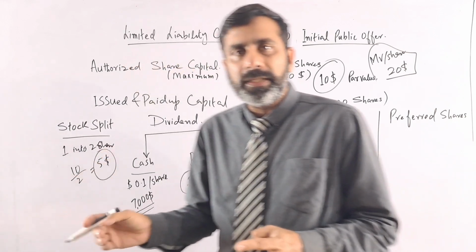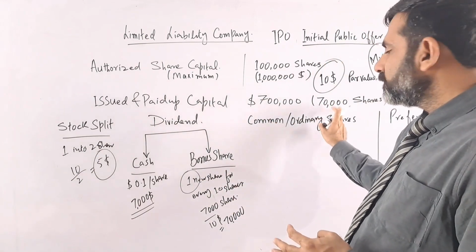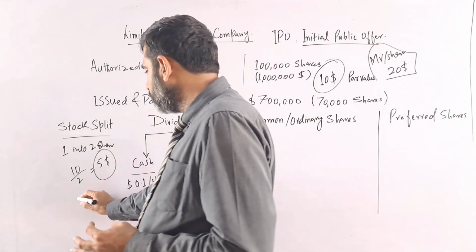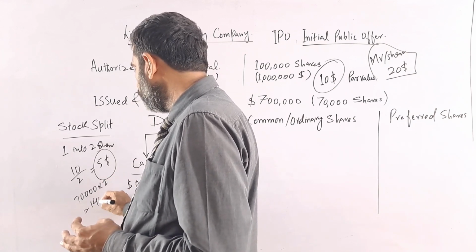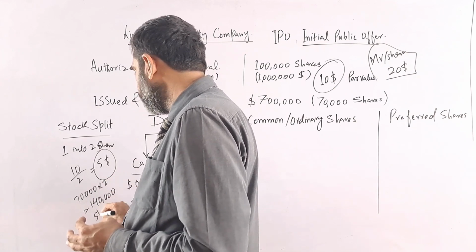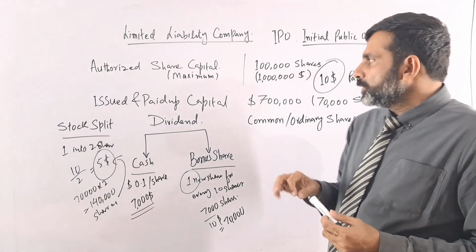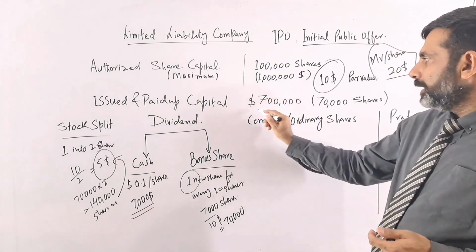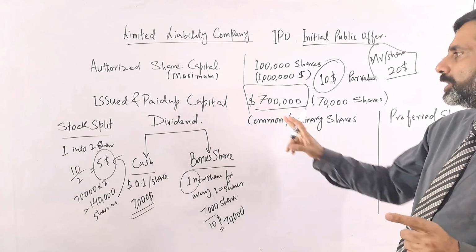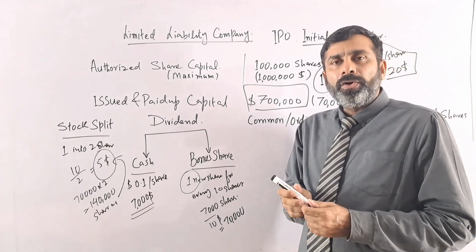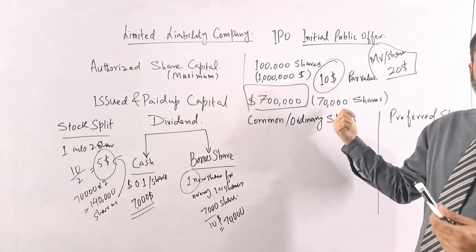So it will be divided by 2, so it will be $5. So the $5 is the new par value, and the number of shares will be how much? Instead of 70,000, the number of shares will be 70,000 multiplied by 2. Now the total is 140,000 shares, and one share is for how much? That is for $5. So the total capital amount will be 700,000. There will be no change in the amount of the share capital. Only what will change? The par value will change and the number of shares will change.